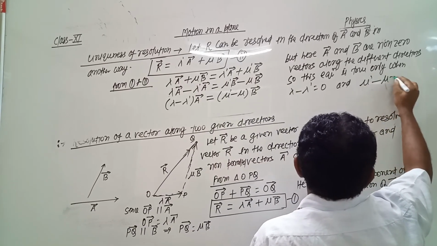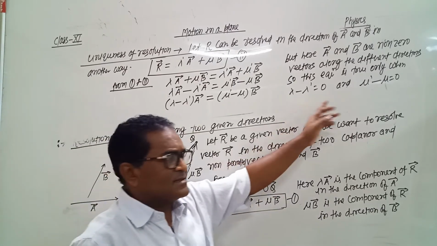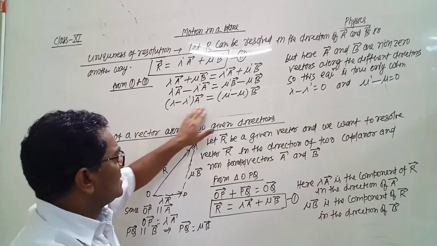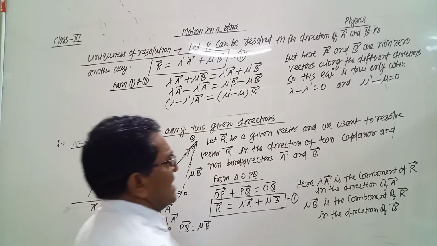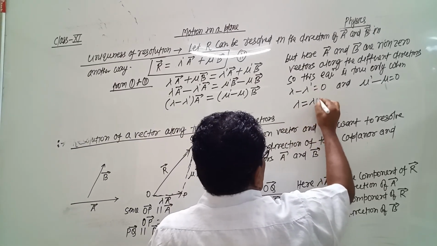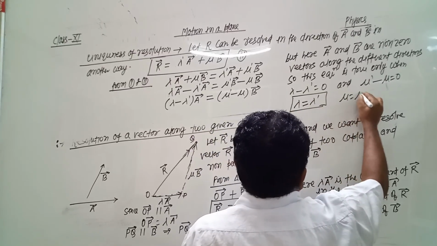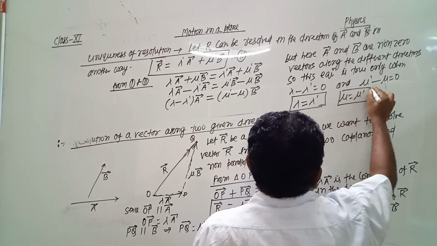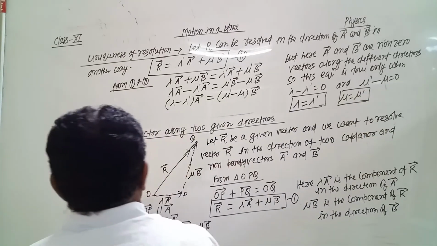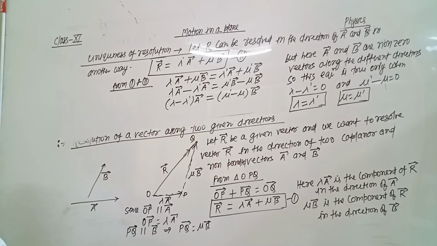If this condition is satisfied, then this equation will be valid. And if lambda minus lambda dash equals 0, it means lambda equals lambda dash and mu equals mu dash. So this is the uniqueness of resolution. It means lambda equals lambda dash, mu equals mu dash.